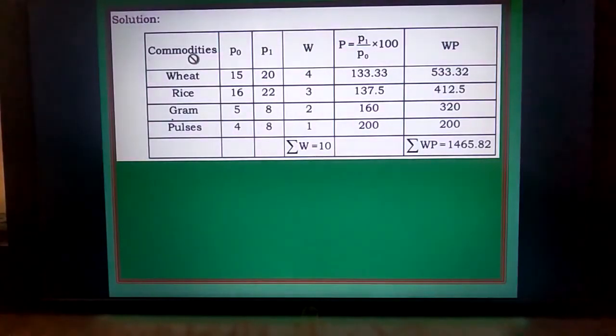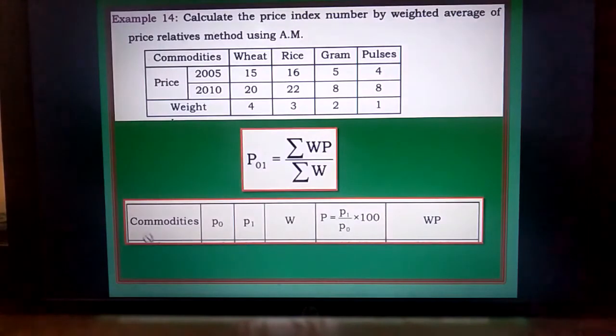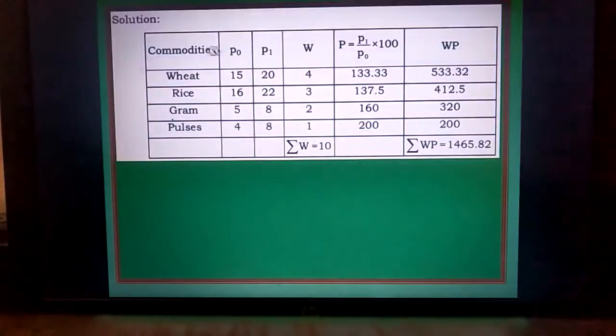So solution, according to the previous slide, how I have explained here, the things have to be calculated. In the similar fashion, all the values have already been calculated. We want sum of WP, so that is 1465.82, and sum of W also we want: 4 plus 3 plus 2 plus 1. When you perform, it is nothing but 10.